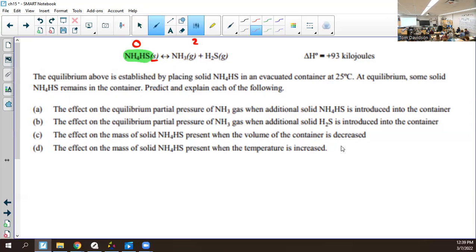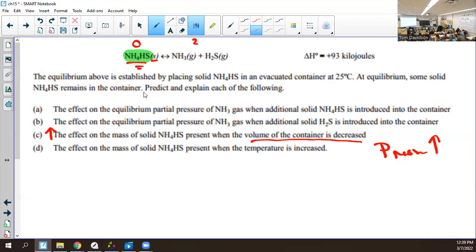Okay, if volume is decreased, that really means the pressure is going up. If the pressure increases, I favor which side? The smaller value, which is the one I've highlighted. So this one, the solid, would increase. Kind of makes sense. You have gases that you compress, they should probably want to get out of being a gas. You're forcing them together.